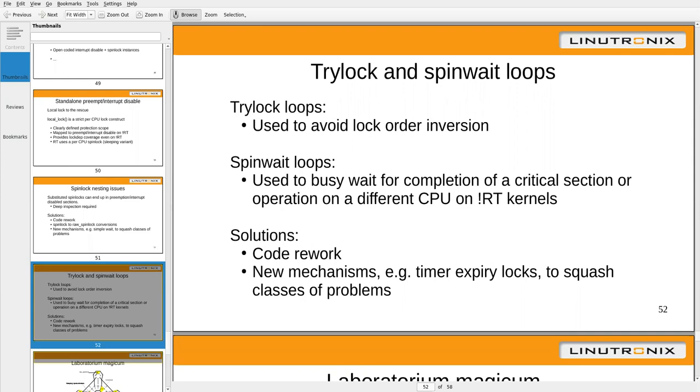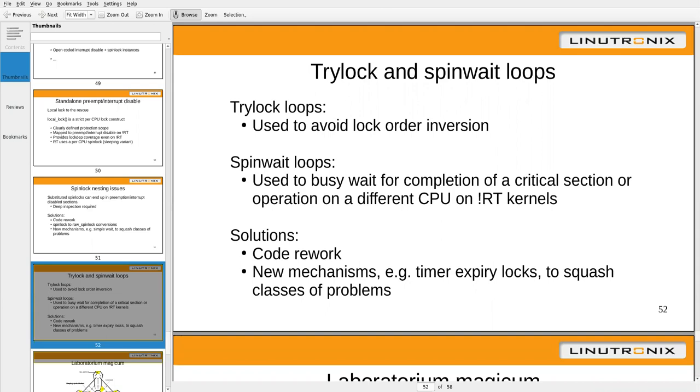Spin wait loops. There are other constructs in the kernel where the non-RT kernel is guaranteed that the operation runs on a different CPU, so it can spin wait, busy wait, for the operation to complete. It's slightly different from the trylock loops, but it's the same problem, because we can end up in the same scenario, doing the spin wait on the same CPU as the actual preempted computation or critical section, and we will just wait and spin forever.